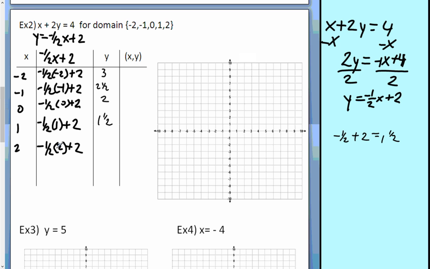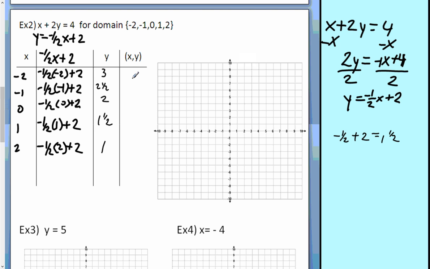Negative half of 2. Half of 2 is 1, so it's negative 1 plus 2, which is 1. And notice these are always going down by a half. There's a reason that's happening. It's because that number is negative 1 half. But there's a pattern here, and if you don't see a pattern, you're probably messed up.